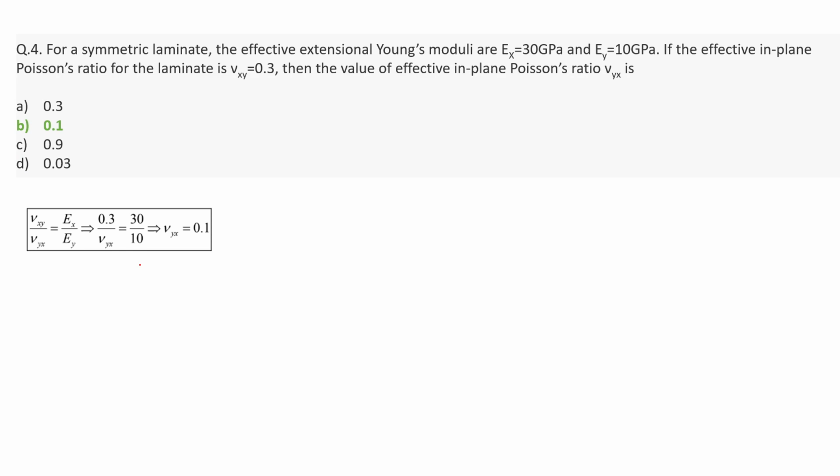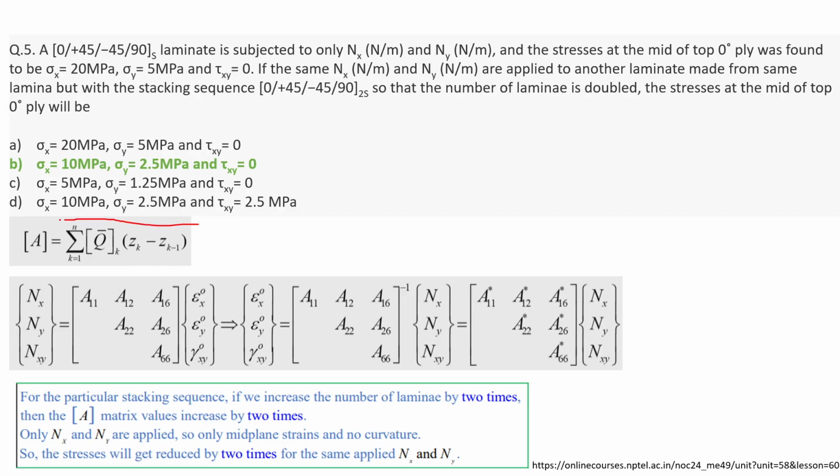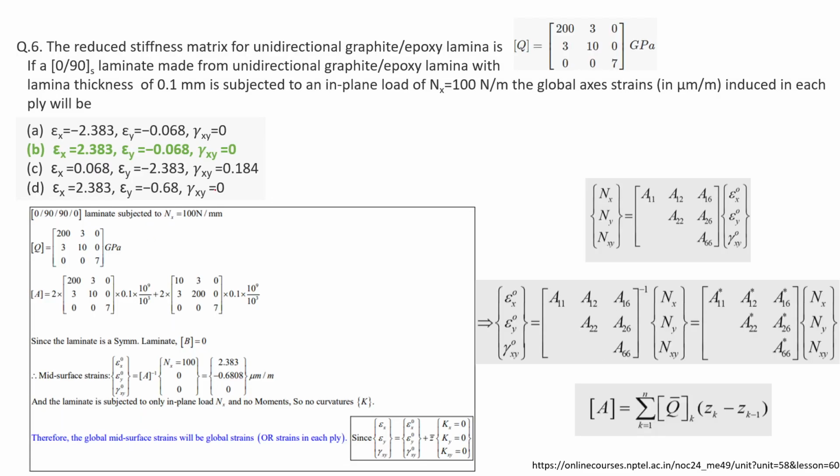So this is the equation for the A matrix. The A matrix is the summation over all the laminas of the product of the reduced stiffness matrix and the thickness. Zk minus Zk-1 is actually the thickness of each lamina. So from that equation, here you can see it is 2, because there are two 0 degree and two 90 degree laminas.